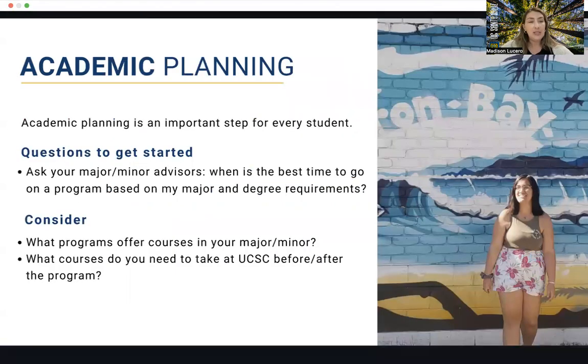Next, you'll need to start academic planning. This is a critical step for every student. We encourage you to meet with your major and or minor advisors as you're starting to explore programs to decipher when might be the best term for you to go abroad or away based on the rest of your major and degree requirements. We also encourage you to consider what programs offer courses in your major or minor, and what courses you need to take at UCSC before and after your global learning program.